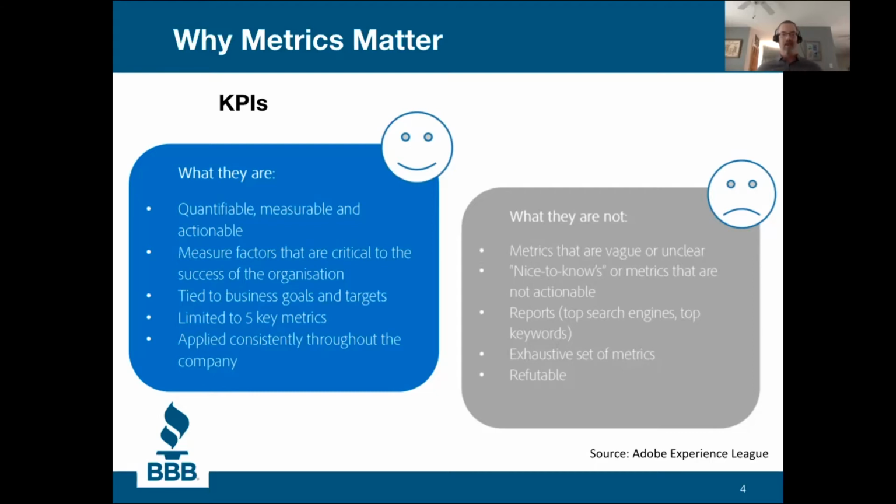So KPIs, what are they? Quantifiable, measurable, actionable. Just because your traffic's up, that may or may not mean anything if you can't take action on it, or your traffic's down but you don't know why, and again you're unable to take action. So the KPIs are developed in a way that we're able to measure them and take action off of them. And again, they tie directly to that business goal, so they're critical to the success of the organization.